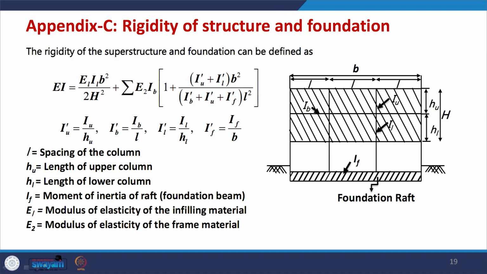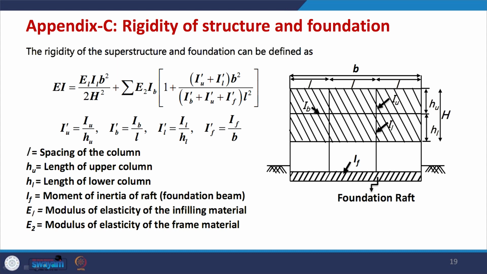Now, let us talk about appendix C, and then we will wrap up today's lecture. As you recall, the ultimate aim is to find the values of K and lambda, which come into the rigid foundation method. The rigidity of the superstructure and foundation can be defined as EI from this relation, and this looks like a long equation, so we will discuss how to use it. The notations are given in the code also and explained in this foundation raft. Here you have a kind of pylon, and the distance between this foundation raft is here.